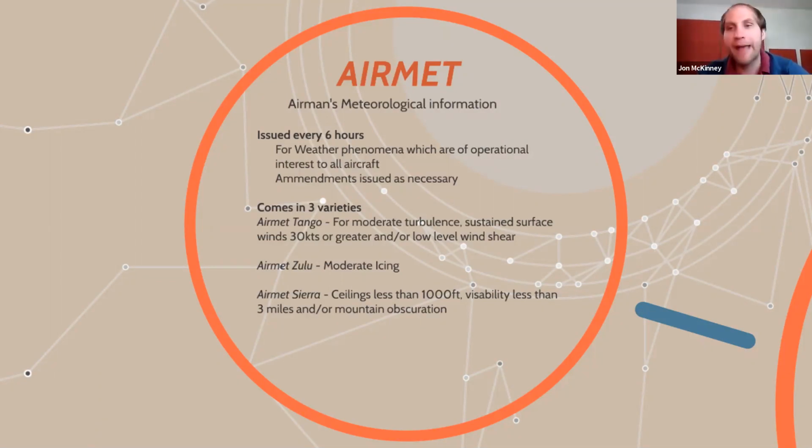So what is mountain obscuration? Well, I'm glad you asked. Mountain obscuration means that you cannot see the mountain because there's clouds. So danger, if you go flying in those clouds, you might hit the mountain. The mountain is obscured. You can't see the mountain because it's hidden by the clouds. So they issue AirMet Sierra because it's dangerous for instrument pilots.